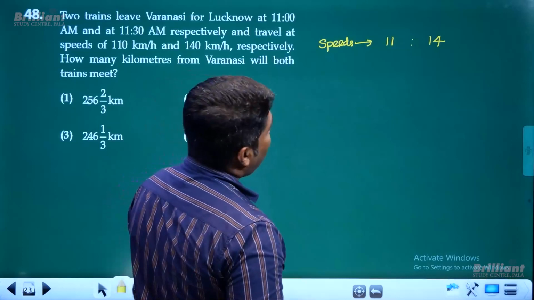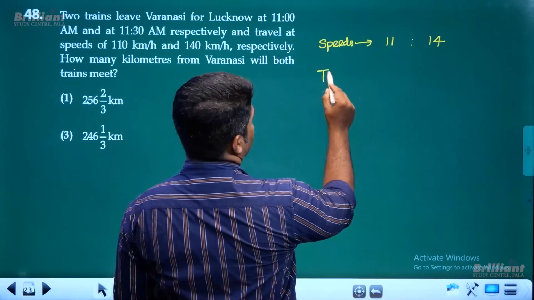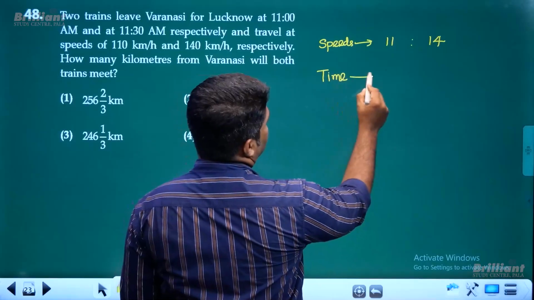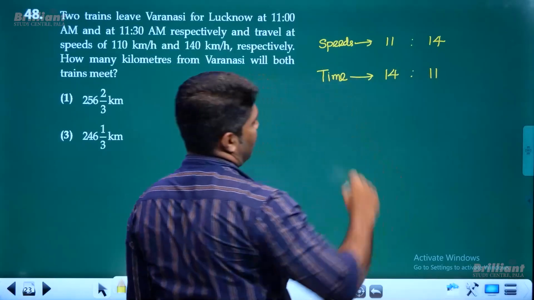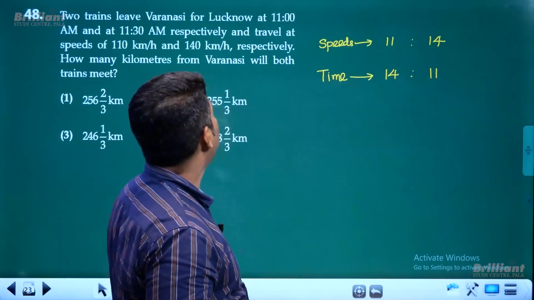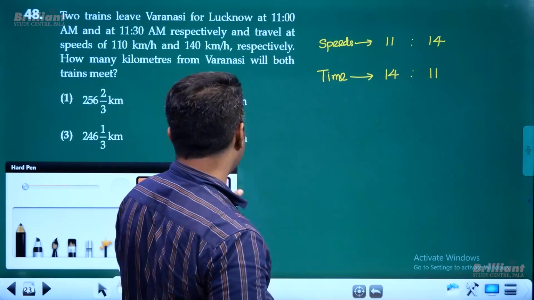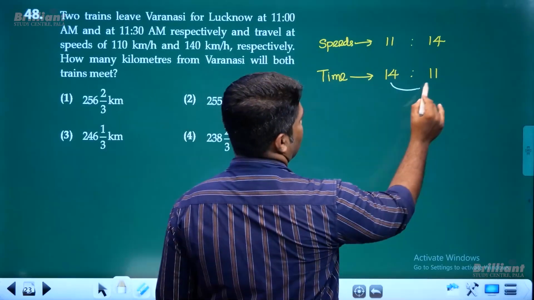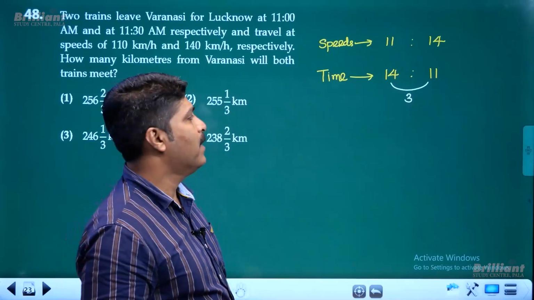And if the speeds are like this, what is the time? Time ratio. That's simple. We just write its inverse. That is 14:11. Now, what's the difference in their time as per the ratio values? That is 3. As per ratio values, that is 3.